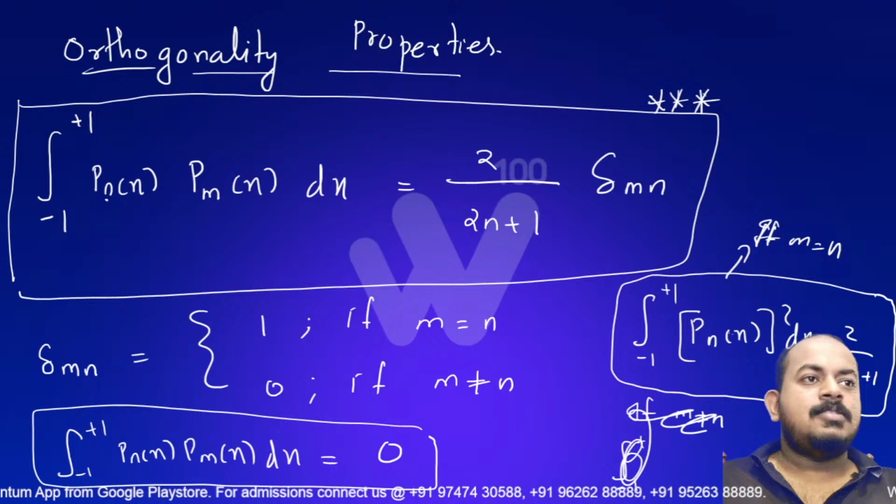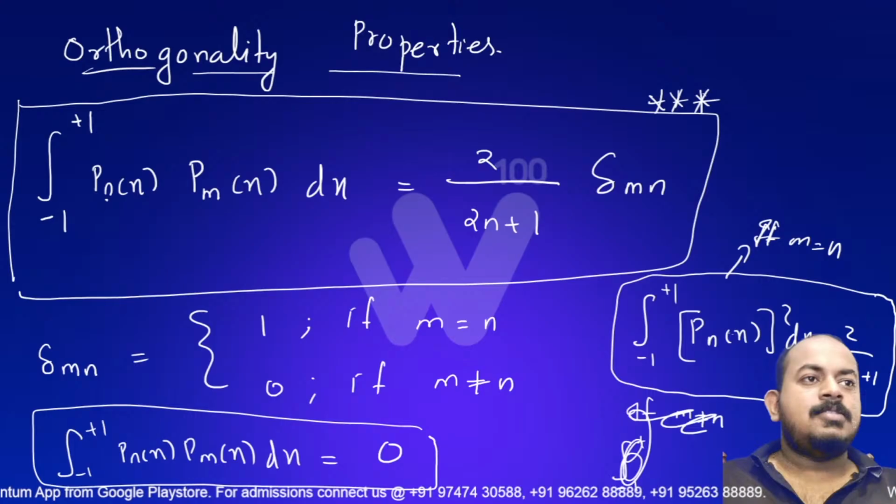So let's do a few problems. I'm just going to give you a question. Just try to solve the integral from -1 to +1 of P1(x) times P3(x) dx. So what will be the answer? I'll give you a few seconds to do. So here m is not equal to n, so the answer is 0. Okay.